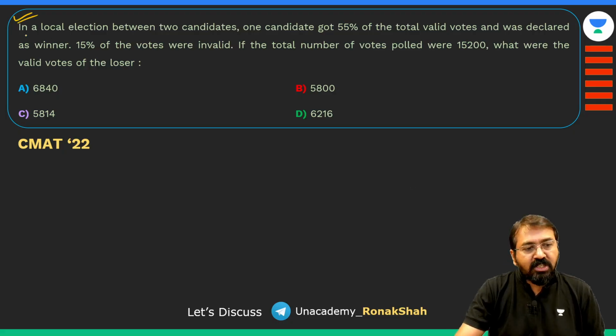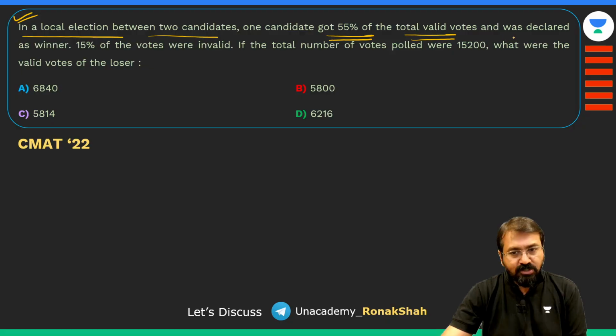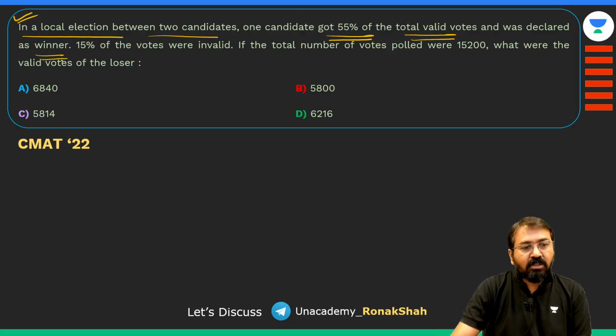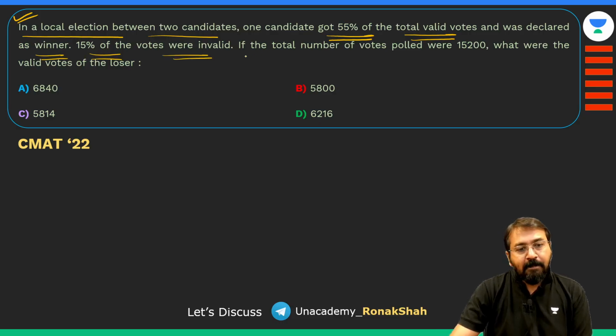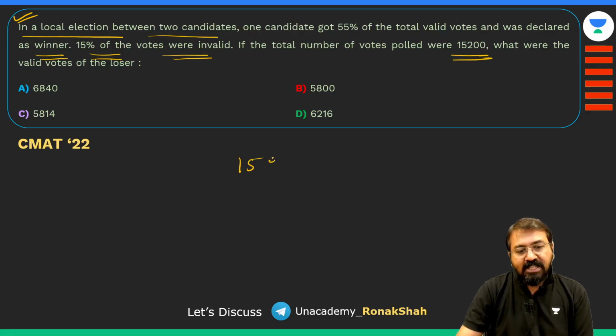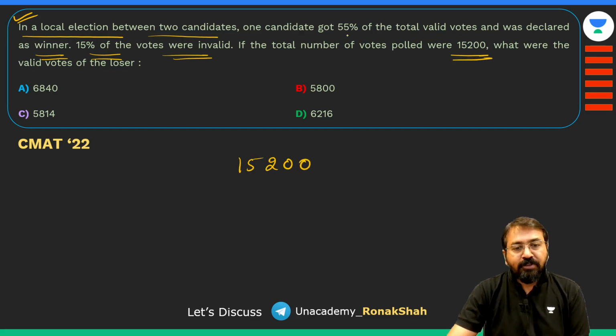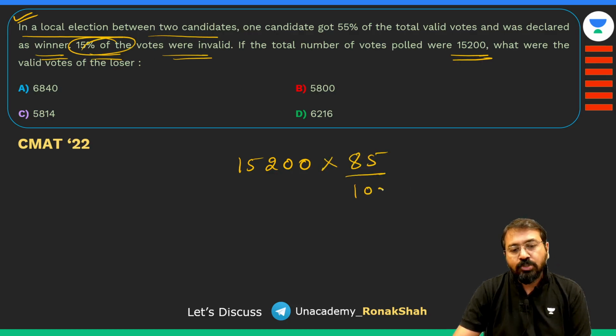Let's look at this question. In a local election between two candidates, one candidate got 55% of total valid votes and was declared the winner. 15% of the votes were invalid. If the total number of votes polled were 15,200, guys, total votes were 15,200, out of which 15% votes were invalid. So can I say we need to consider only 85% of these votes?